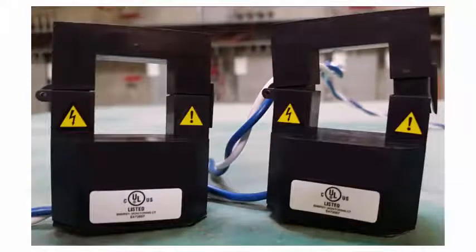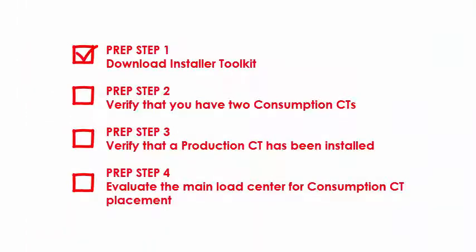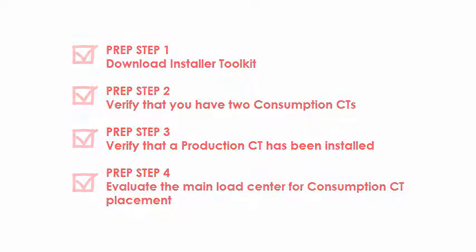Before installing the consumption CTs, complete the following steps. Step 1. Download Installer Toolkit. Step 2. Verify that you have 2 consumption CTs. Step 3. Verify that a production CT has been installed. And Step 4. Evaluate the main load center for consumption CT placement. Let's walk through these steps in more detail now.